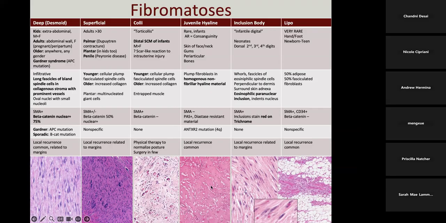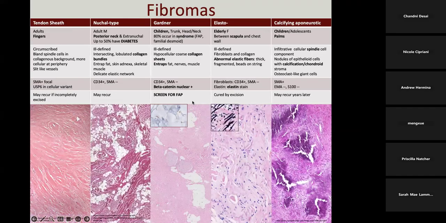Fibromatosis coli or torticollis we usually do not see because it is treated by physical therapy rather than excision. Juvenile hyaline fibromatosis is of autosomal recessive inheritance with this sort of rich eosinophilic material in the background. Infantile digital or inclusion body fibromatosis has these trichrome positive inclusions next to the nucleus on the digits of kids. And rarely we see lipofibromatosis, which is this combination of fat and fibrous tissue in distal extremities of kids.